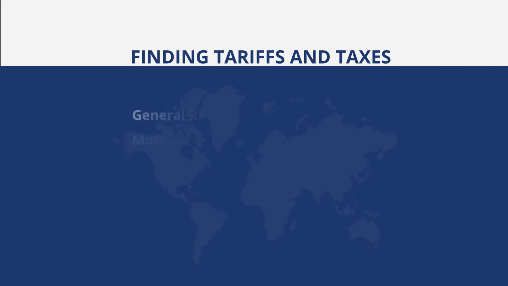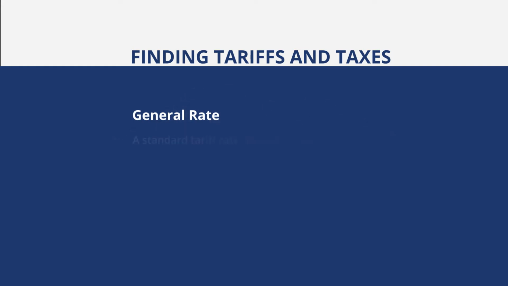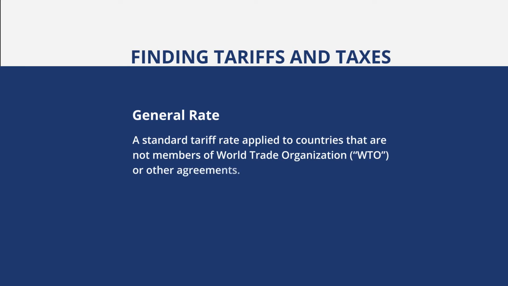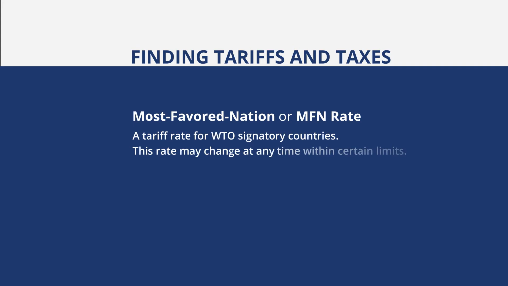When you look up tariff rates, these are the most common tariff categories you'll see. The general rate is a standard tariff rate applied to countries that are not members of the World Trade Organization, WTO, or other agreements. The Most Favored Nation, or MFN rate, is a tariff rate for WTO signatory countries. This rate may change at any time within certain limits.